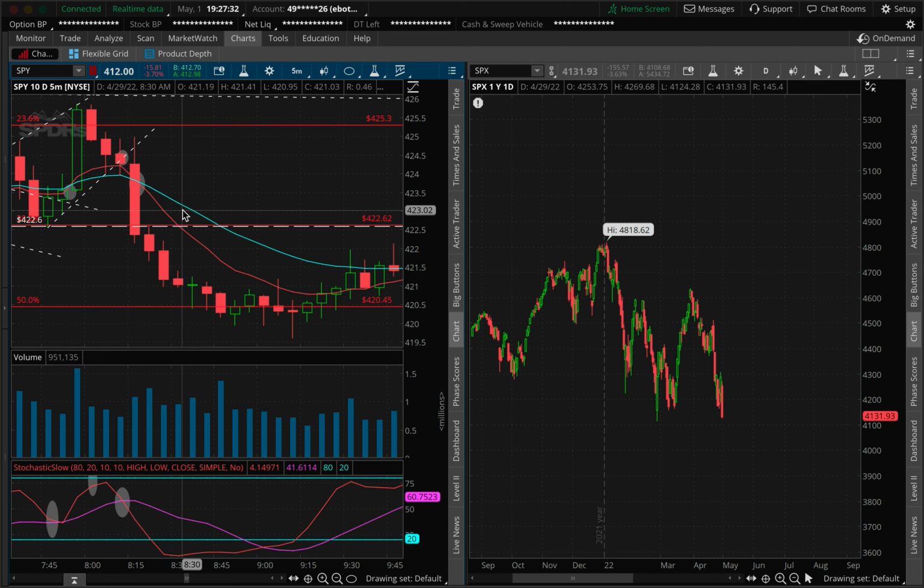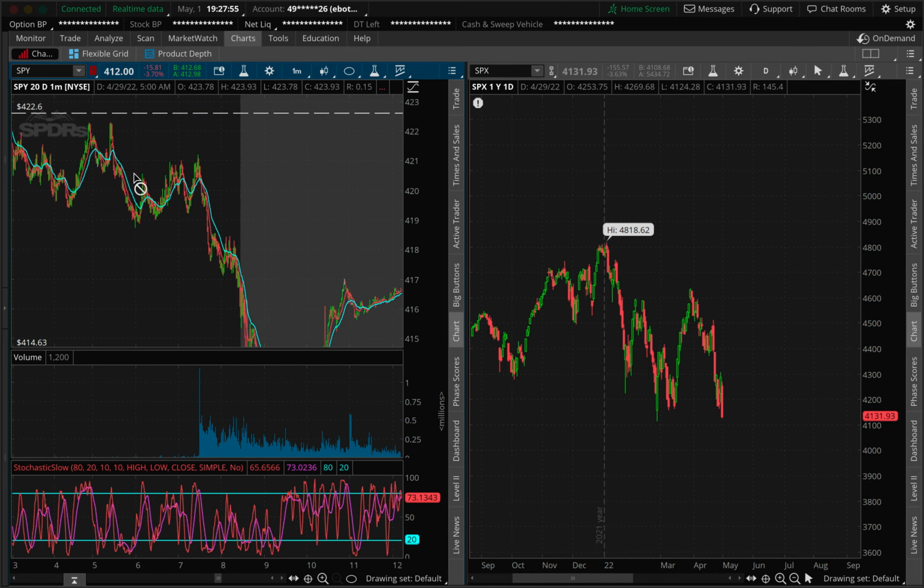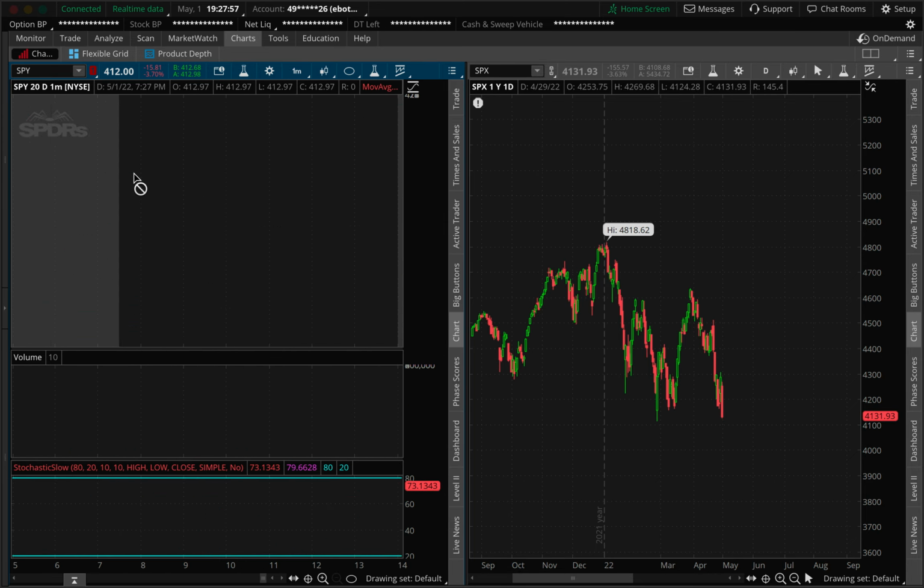Once the 9 crosses the 21 on the 5 minute, boom, I'm out of my trade. I took a loss. It's probably going to be a 20 to 30% loss if you're playing 0 days, or probably more because it's a lot riskier. But that's your stop loss, because then momentum has officially shifted majorly to the upside. So vice versa, right? Where would my stop loss have been if I took this trade right here on the 1 minute?